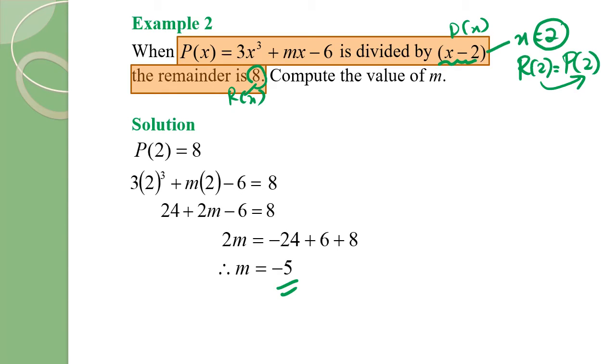Okay? So just by using the remainder theorem, you don't have to do the long division. We cannot use the long division though. We cannot find the value of m if we use the long division because it's in the polynomial. How can we find the remainder? We have remainder 8. So how do we find the m? So you cannot use long division here. So you have to use the remainder theorem.